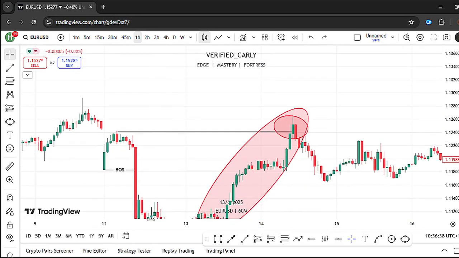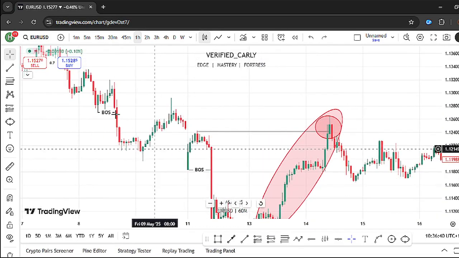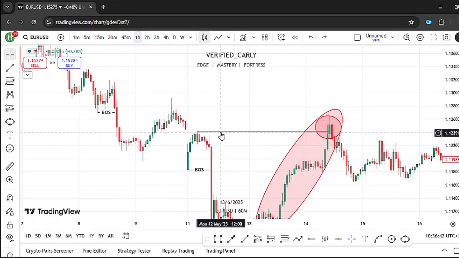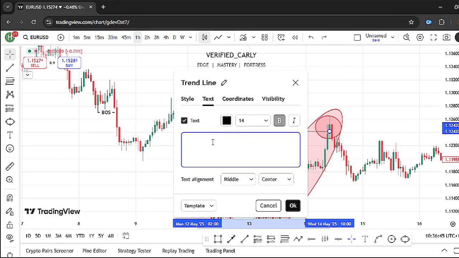So this is a change of character, because previously, price was in a downtrend. Before it reversed, it changed direction. So this is what we call change of character.